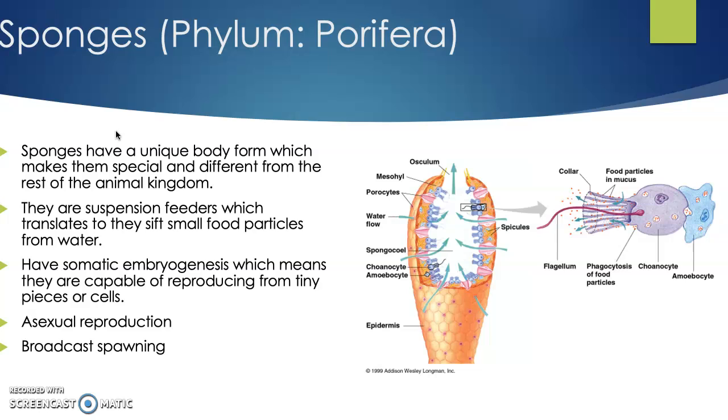Sponges have somatic embryogenesis, which means they are capable of reproducing from tiny particles or cells. Sponges are hermaphroditic, which means they produce both the sperm and the egg. However, they do not fertilize their own eggs. What they do is exchange genetic material with other sponges, creating an increase in their genetic diversity.